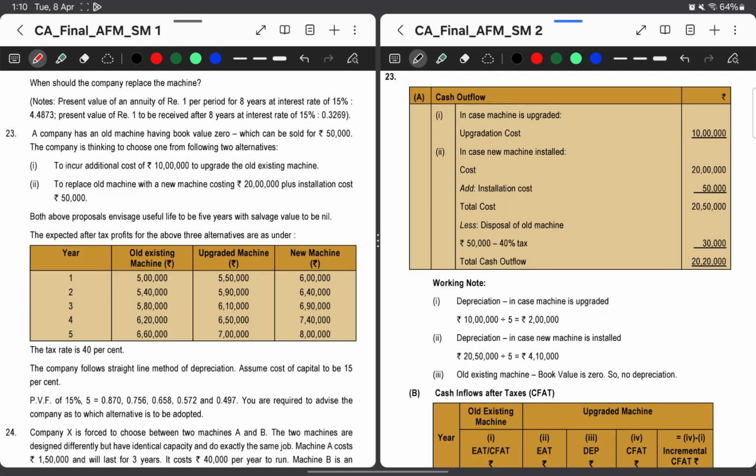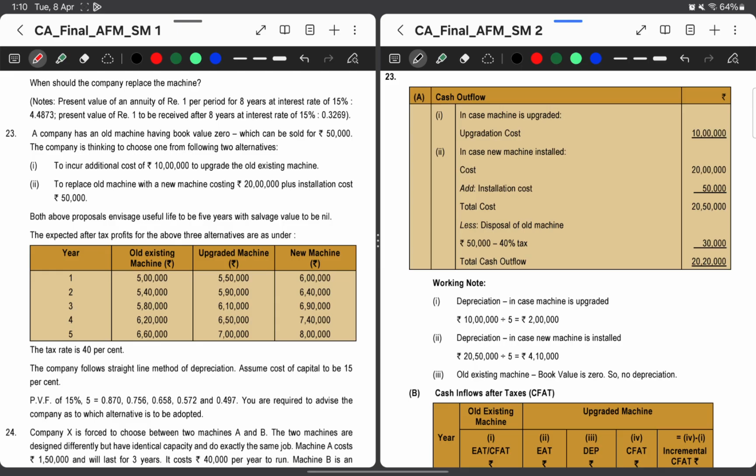Practical question 23. A company has an old machine having book value 0 which can be sold for 50,000. The company is thinking to choose one from the two alternatives. First alternative is to incur additional cost of 10 lakh to upgrade the existing machinery, like repairing it and then upgrading it. The second one is to replace the old machine with a new machine costing 20 lakhs plus installation cost. So in the second approach, the old machinery will be sold and a new machinery will be purchased.